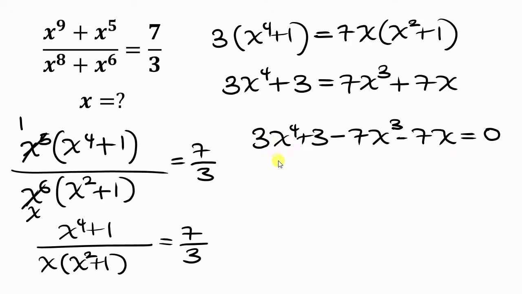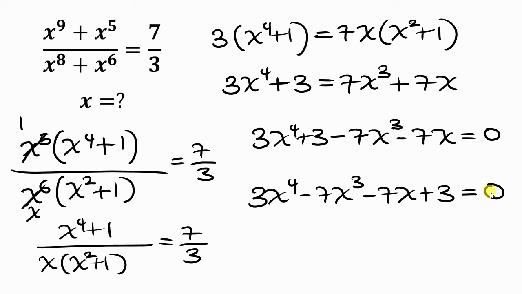Now we have a nice quartic equation, but we have to rearrange. So this will be 3x^4, now minus 7x^3, now minus 7x, then before writing plus 3, equal to 0. Now notice something, that we have a reciprocal equation. What that means is that the coefficients are the same from front and back. We have 3, we have negative 7, there is no x squared, that means its coefficient is 0. Then we have negative 7 and we have 3.